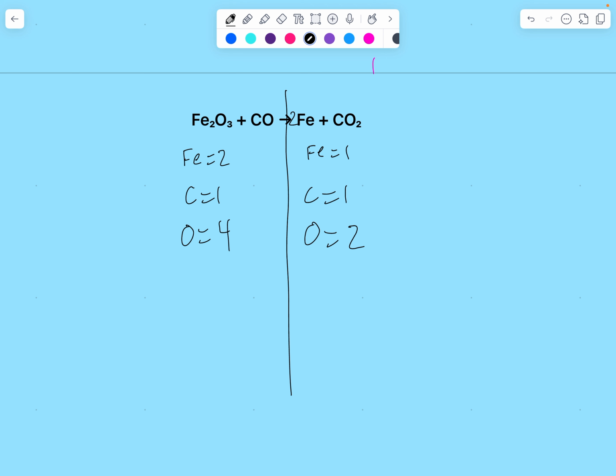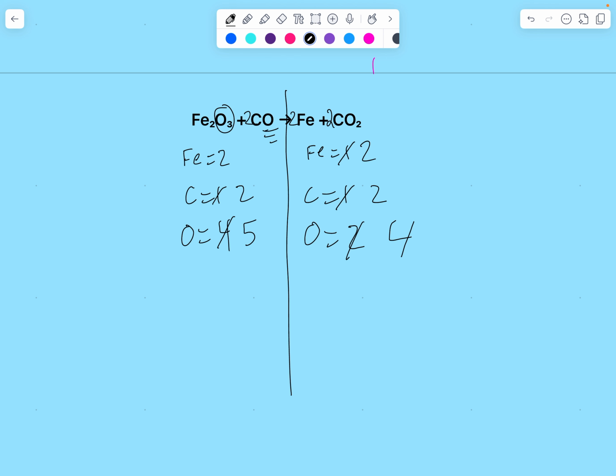Let's put a 2 right here in front of iron and fix that. Great. Fe is done. C is done. O is not. I'm going to put a 2 right here. So I have 2 times 2, which is 4 oxygens, but now I have 2 carbons. So then I'm going to put a 2 right here, and I'd say 2 carbons, and then 2 O's, so I have 5 O's, right? So you have 3 oxygens, and you have 2 oxygens.